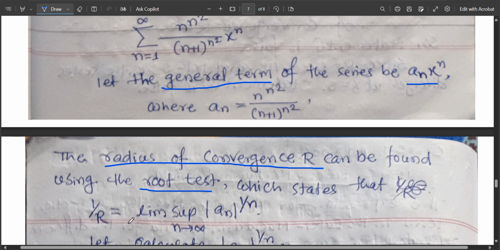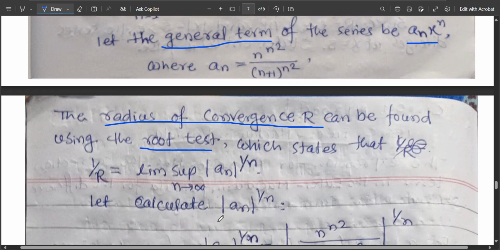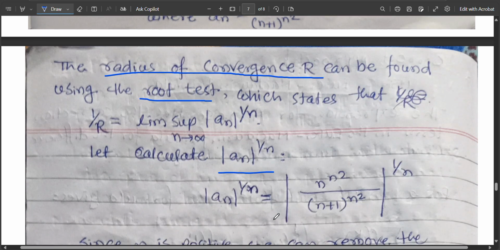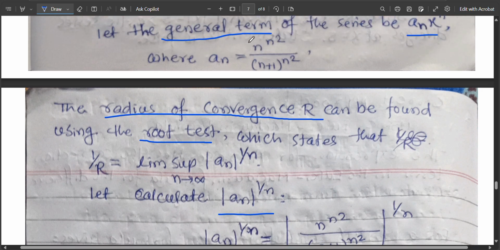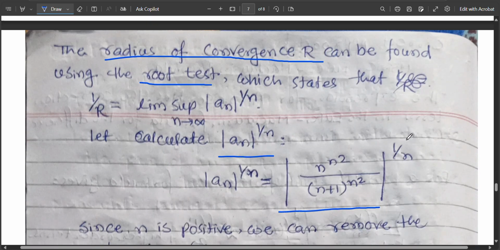For the radius of convergence r, 1 by r is the limit supremum as n tends to infinity of the norm of a_n to the power 1 by n. This is the formula to find the radius of convergence, and with the help of that you can find convergence. Firstly we will calculate mod of a_n to the power 1 by n. So a_n is this, mod of this, to the power 1 by n.